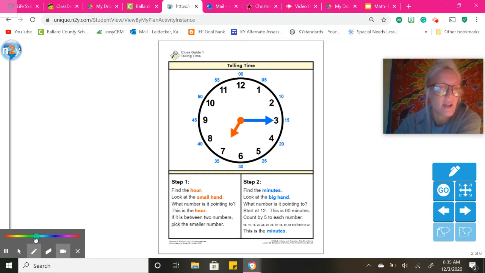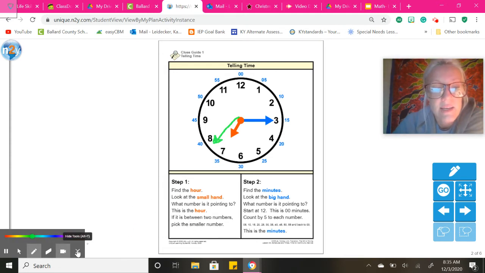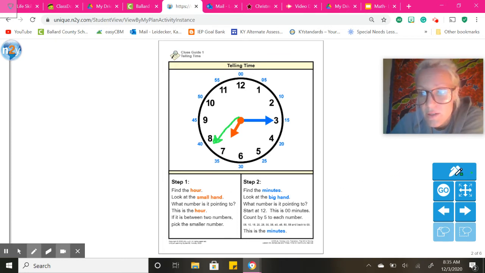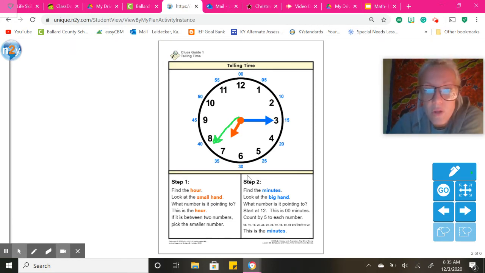So let's do a color that's not on there, like green. Okay. So if it's in between the two numbers we have to use, it says pick the smaller number.